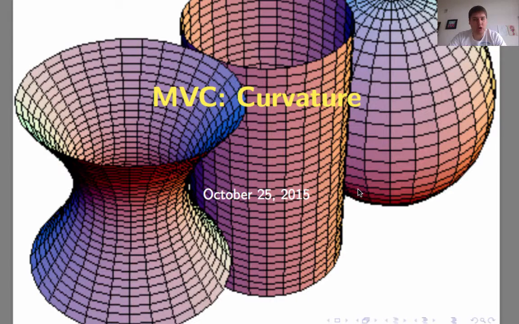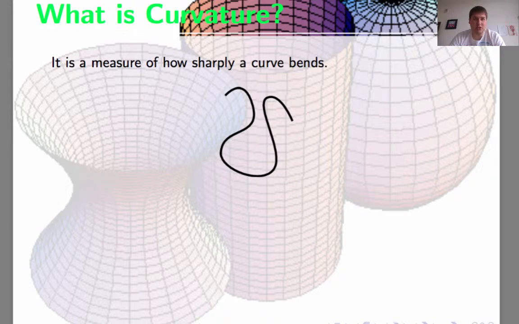Now we're going to talk about another important thing in differential geometry. And this one, admittedly, is also quite strange. It's a little complicated. There's a ton of formulas for it, which I'm not expecting anybody to memorize all of them, but it is an interesting concept called curvature. So what is curvature?